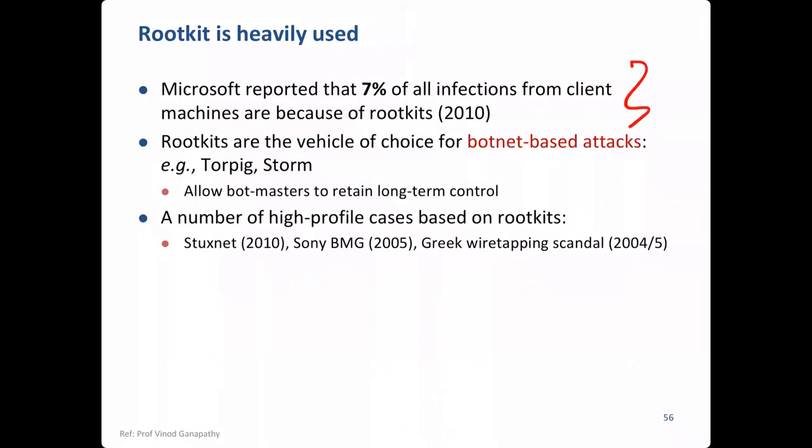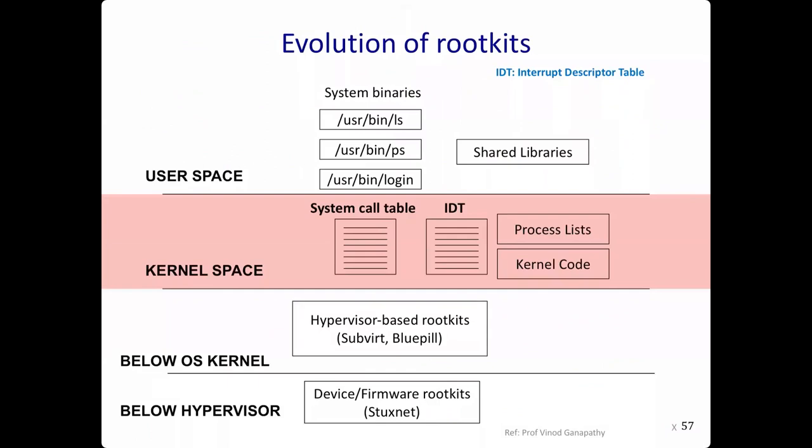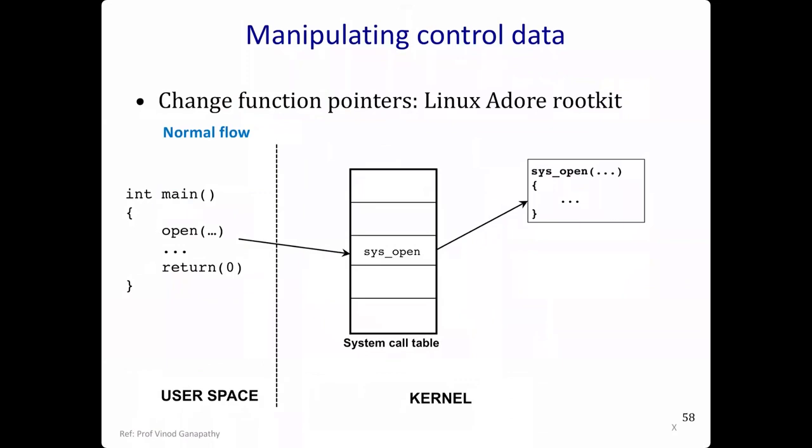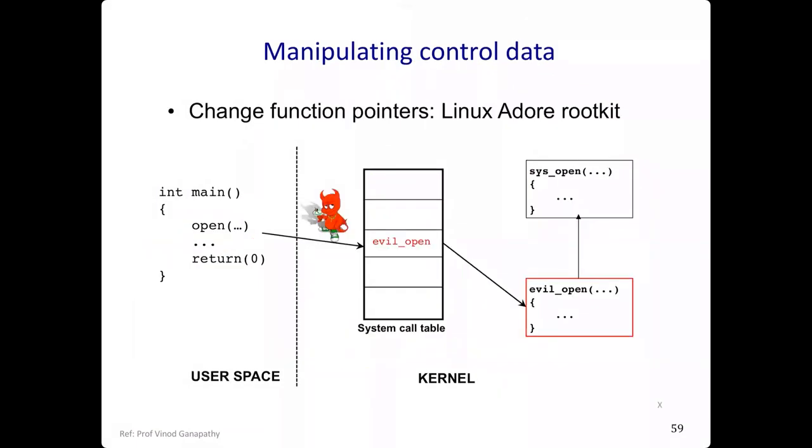This is very old data: Microsoft reported that 7% of all infections were because of rootkits. Now, one other example: this is not the user process, this is kernel space, and below the kernel are the hypervisor and hardware. Whenever there is a system call from user space, it goes through a call table. For example, if open is used, then this particular routine in the kernel will be executed, which will do sys_open, right? Now, if this table can be changed, if a rootkit changes this table and changes the pointer, it can go to an evil open, and from there it can go to the actual open.